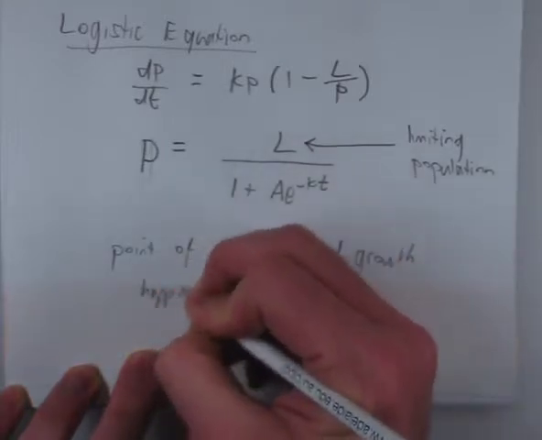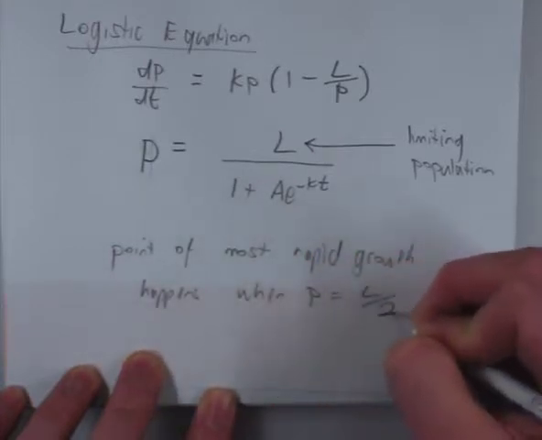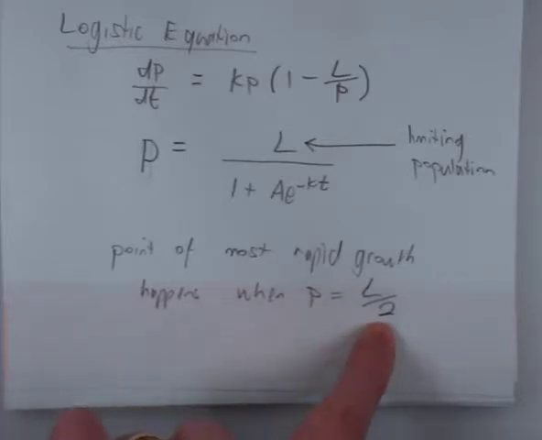happens when P is L on 2. Note that it doesn't tell you what time that happens at. It only tells you the population that happens at. Okay, so once you've popped half the population, then that's when it's growing the most rapidly, and it will level off after that.